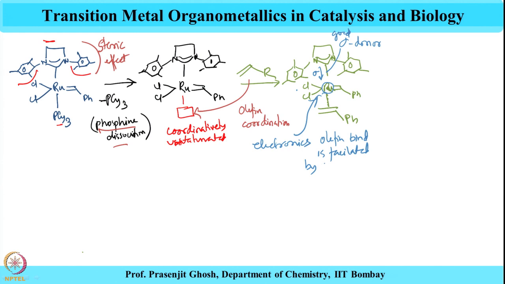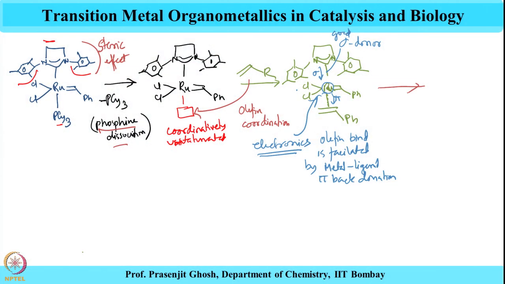by metal to ligand pi back donation. So, this is an important contribution. What we see is that electronics kicks in or helps the second step, where the good sigma donating ability of the N-heterocyclic ligand makes the ruthenium metal very electron rich, and as a result the metal to olefin pi back donation is favored, which results in good binding of this olefin. Otherwise, olefins are not very good binding ligands to the metal.